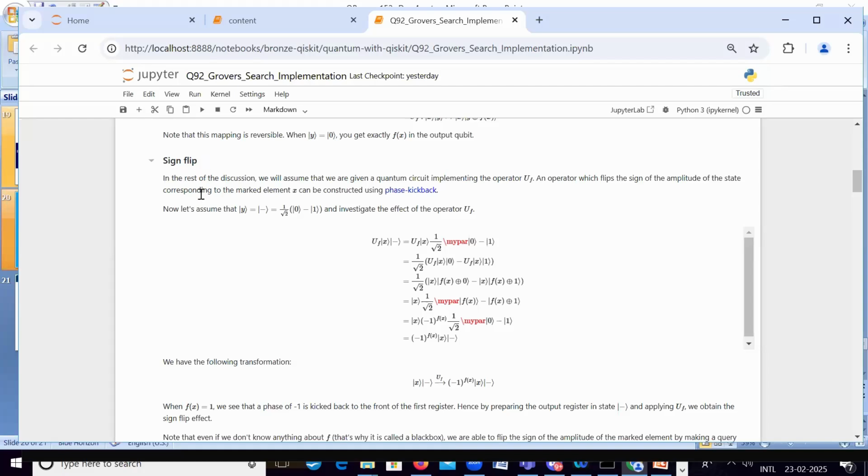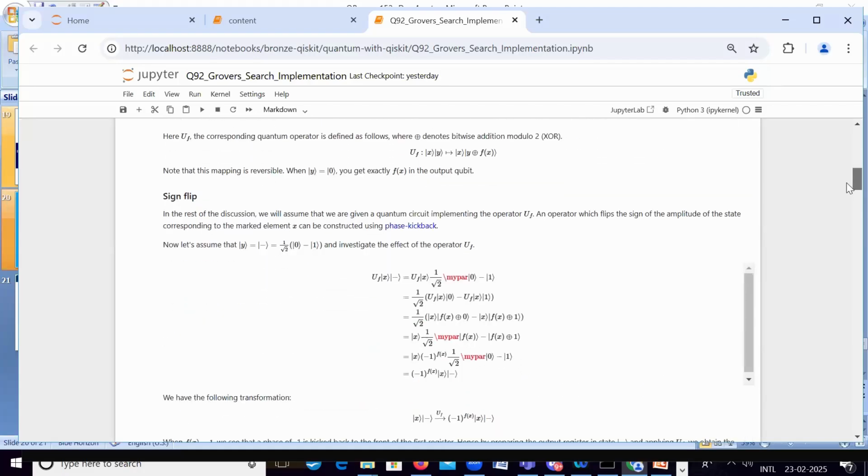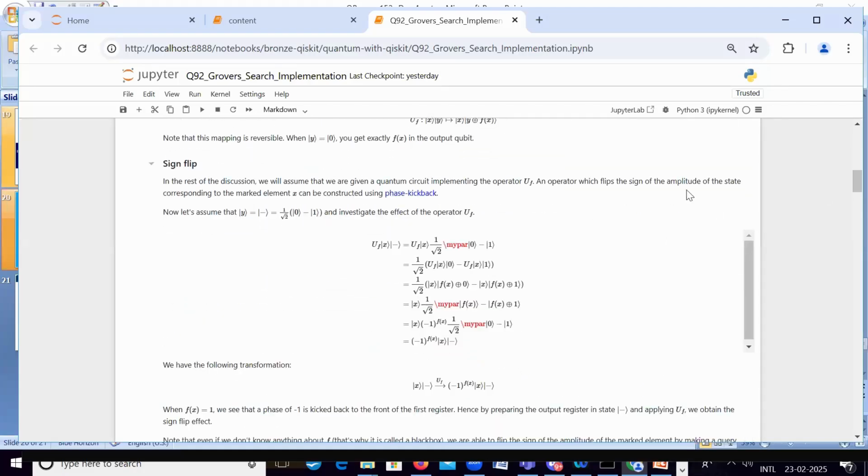We assume that we are going to use a quantum circuit implementing one operator, UF, as given in the condition above, an operator which flips the signs of the amplitude. To be clear, it changes the sign of the amplitude of the state corresponding to the marked element x. And that is achieved by using the phase kickback.